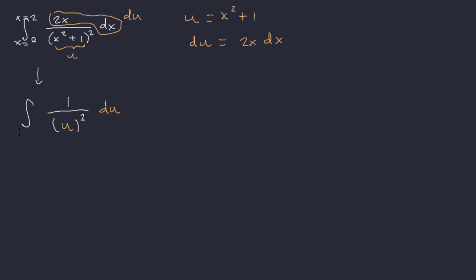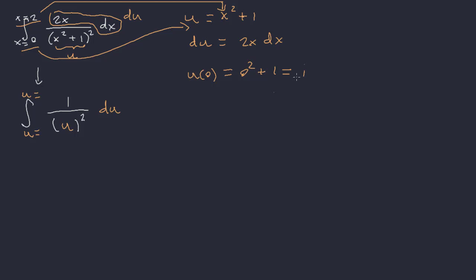Now, when we make this transformation, we need new limits. We need u limits, because these are x limits. These aren't going to be the same as our u limits. So here's how you do it. You take these x values and plug them into your u. Okay, so you take 0 and plug it into u, and you take 2 and plug it into u. So for example, I write it like this. u of 0 is going to be 0 squared plus 1, which is 1. So our lower limit is going to become u equals 1.